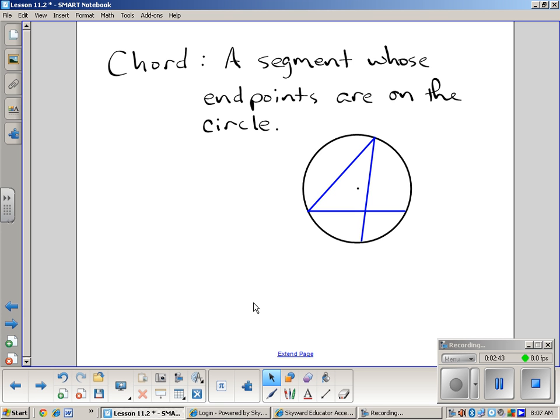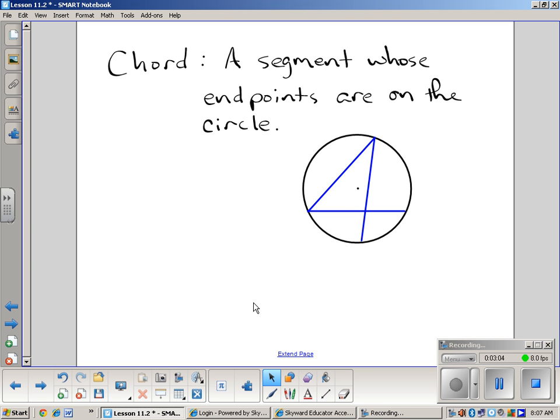All right? I didn't want it to go through the center anyway. What is it if it goes through the center? Diameter. If it goes through the center, it would be the diameter. Okay? It still would be a chord. The diameter is represented by a chord, but it's a special chord because it passes through the center.